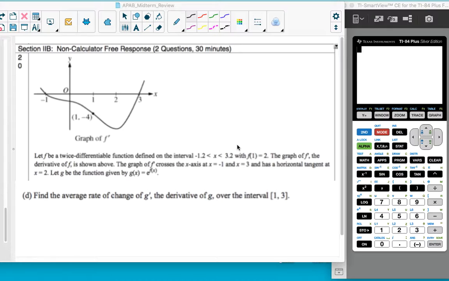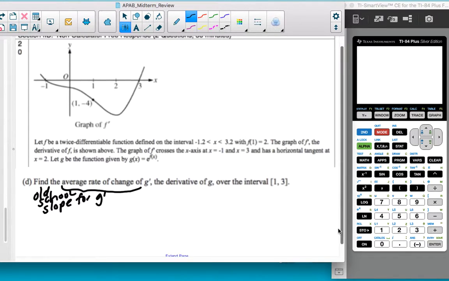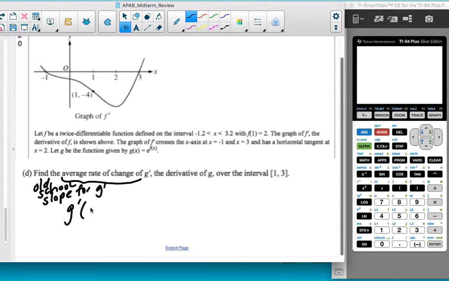So we're going to find the average rate of change of G prime. Okay, so let's start with what equation this would be. Average rate of change means old school slope. This means the old school slope for G prime. So what that's going to mean is G prime of 3 minus G prime of 1, because those are the y values of G, over 3 minus 1. That means I'm going to need to find G prime of 3 and G prime of 1.